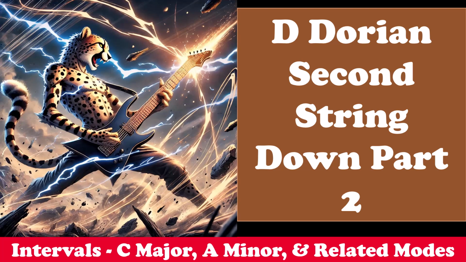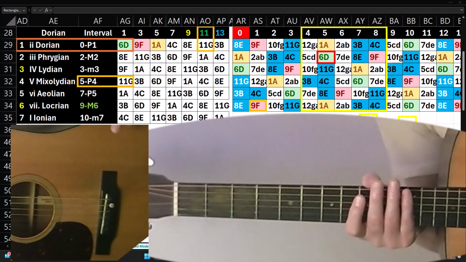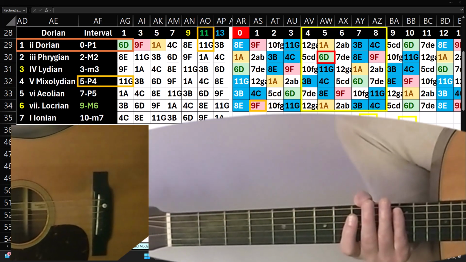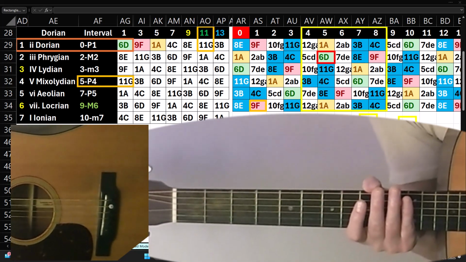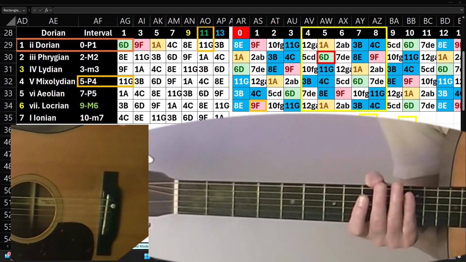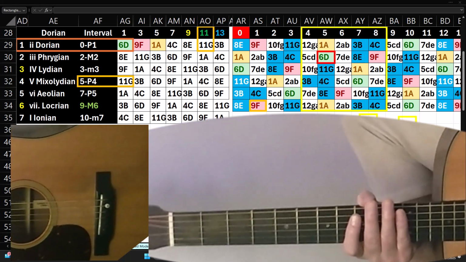Guitar intervals, C major, A minor, and related modes, focusing this time on the D Dorian, pivoting around the focal point of the D note located on the second string down from the top of the guitar, part number 2. Remembering one of our objectives here is to get all of our resources orientated in the same direction, making them as easy on the eyes as possible from the perspective of a person playing the guitar.